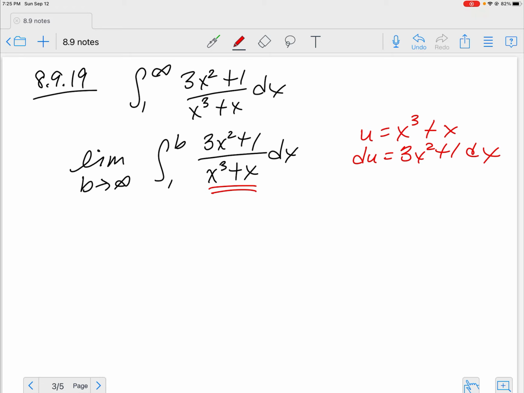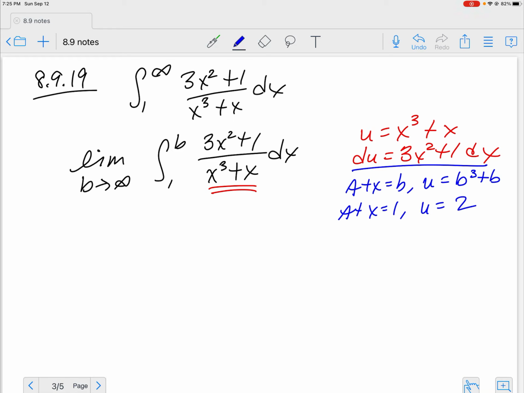Change your bounds. I am going to keep harping on that until it finally sinks in. As soon as you do a u sub, you are changing your bounds. At x equal to b, u is b cubed plus b. That's okay to have that. At x equal to 1, u is equal to 2, because you're plugging those in.